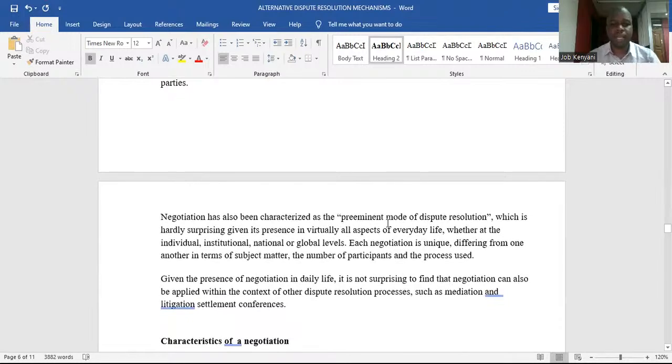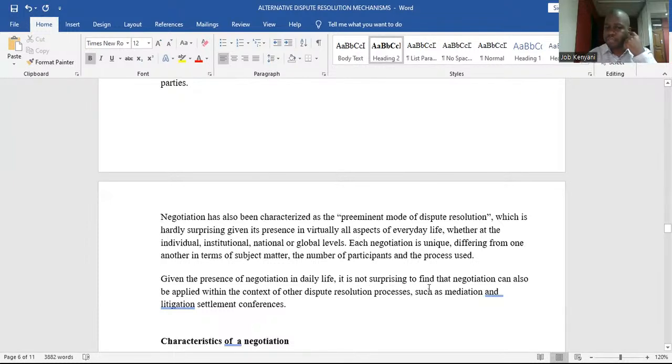It is characterized as the preeminent mode of dispute resolution, which is hardly surprising given its presence in virtually all aspects of everyday life, whether at the individual, institutional, national, or global levels. Each negotiation is unique, differing from one another in terms of the subject matter, the number of participants, and the process used. These are processes we are likely to experience in our daily life, maybe at our workplace. You could have differences, and you can decide how to resolve them or negotiate and agree.